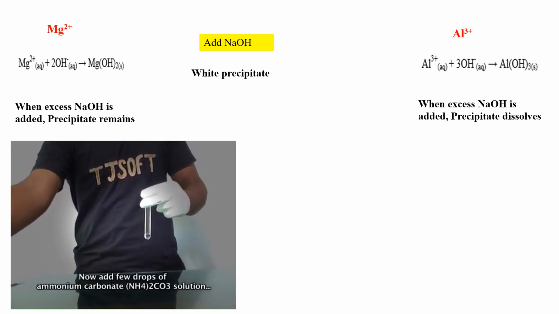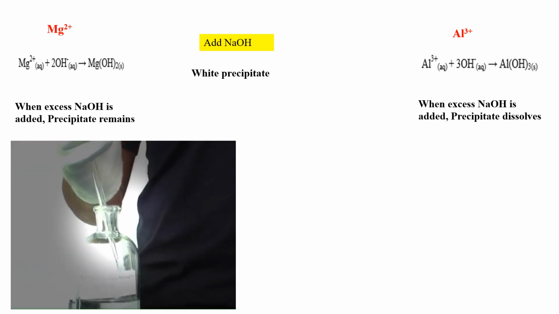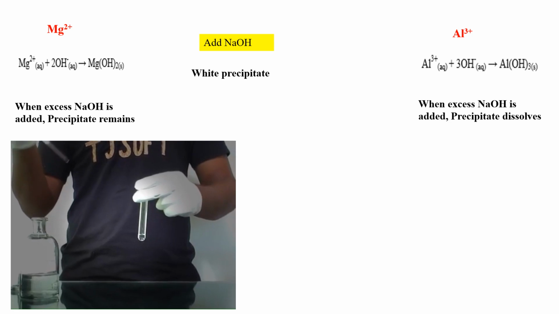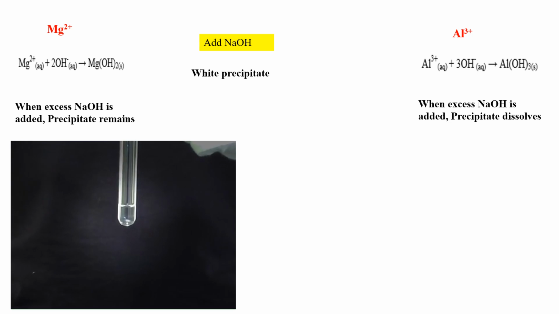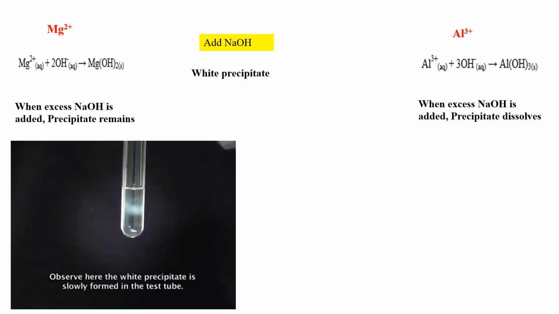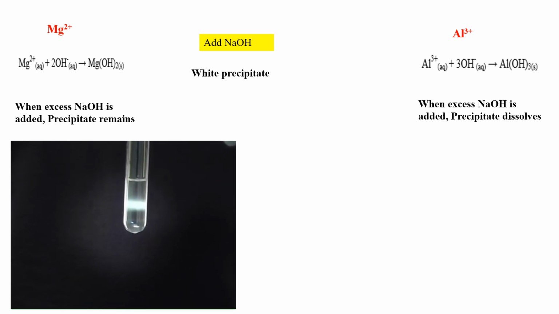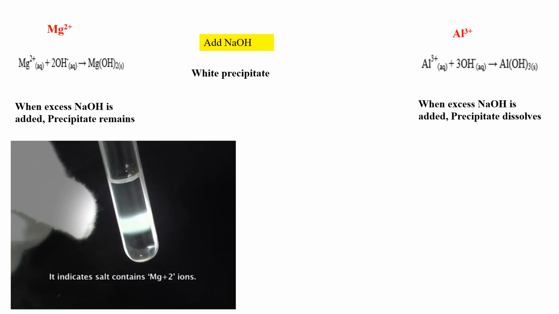Now add a few drops of ammonium carbonate solution to the original solution with the help of a dropper. Observe here, the white precipitate is slowly formed in the test tube. It indicates that the salt contains magnesium ions.